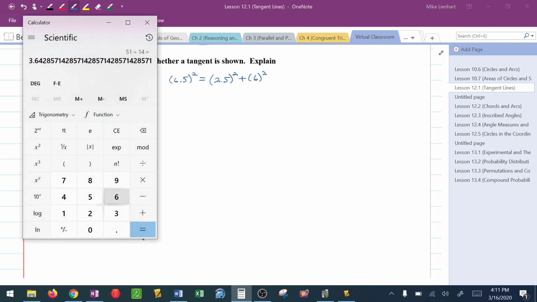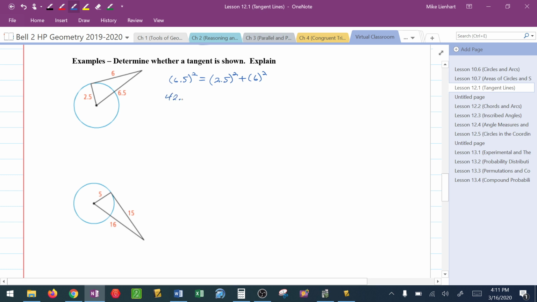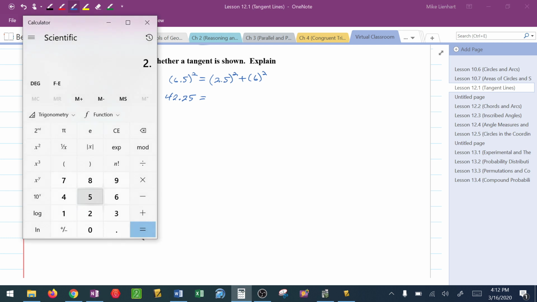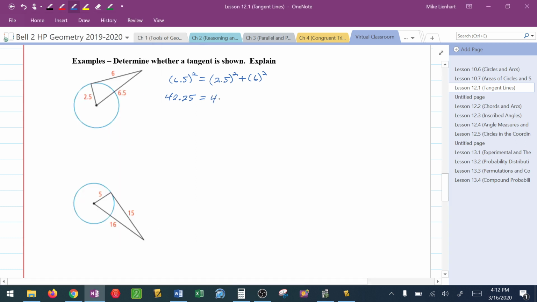So let's go to the calculator to help me. What is 6.5 squared? That'd be 42.25. All right, go to the other side. What is 2.5 squared plus 6 squared? And that would be 42.25. That checks off that both sides are equivalent, which means the Pythagorean theorem is satisfied. And then I can claim it is a tangent. And that's all they're asking me to do, is determine if it's a tangent or not.